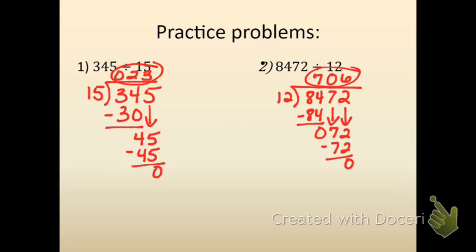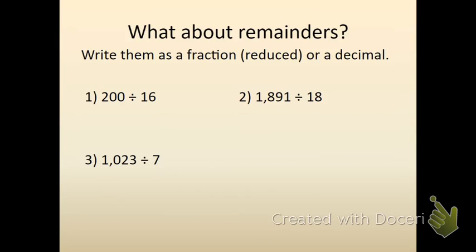Any questions about those? No. For these 3, I want to real quickly do these together, not because they're super difficult, because each one represents a different kind of remainder. So I just want to talk about them together really quickly. So let's start with the first one. We have 200 divided by 16. So I'm going to do 16 divided into 200.